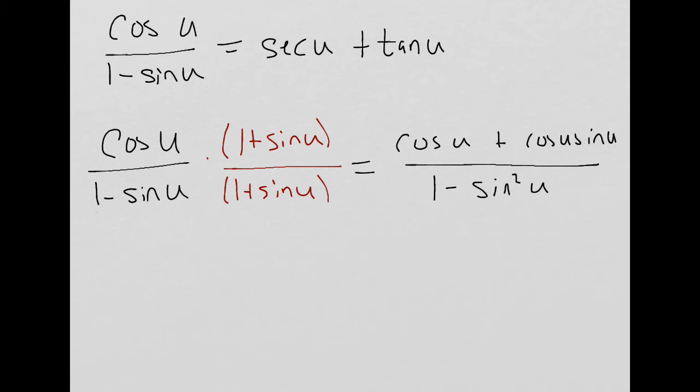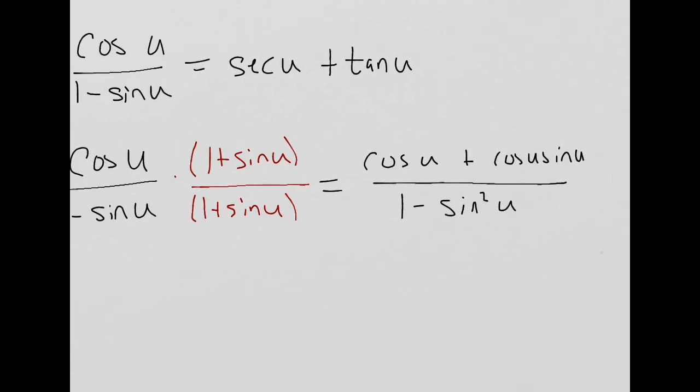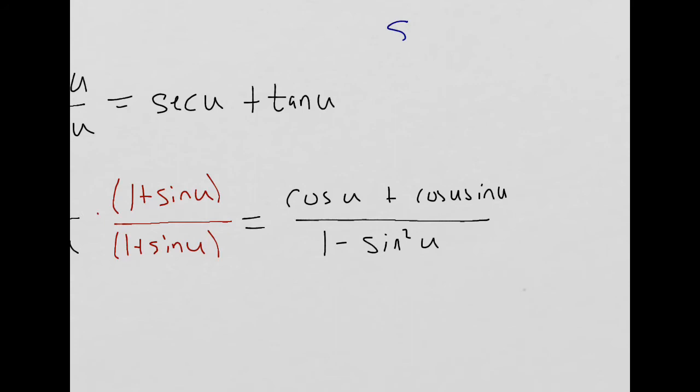That works all right so far. So what else can I do with this? We'll look at 1 minus sine squared u. Now I'll get this over here in the corner. We have sine squared u plus cosine squared u is equal to 1. So 1 minus sine squared u is cosine squared u. Convenient.